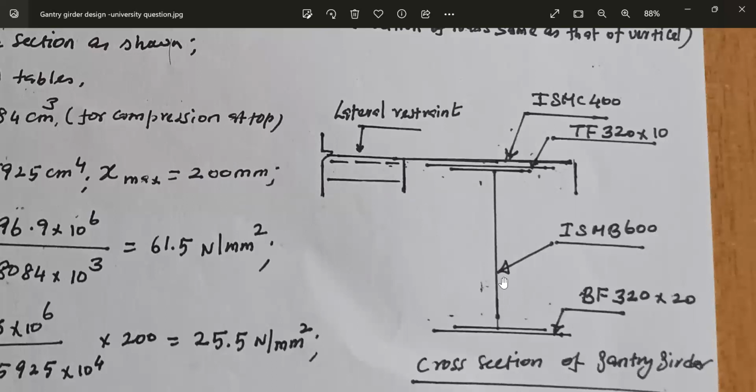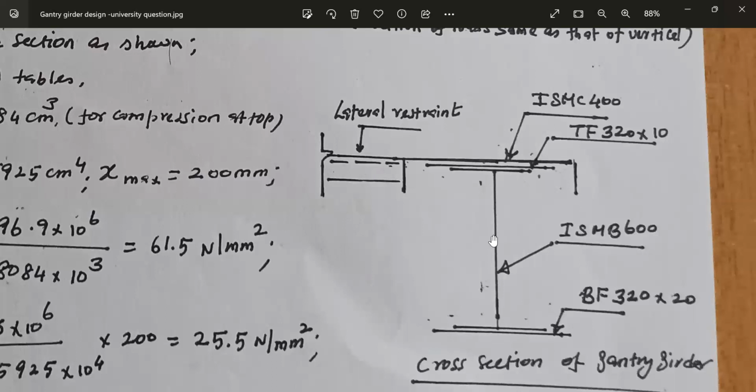This gantry girder is resting on a bracket which is connected to the flange of the column. Tie beam is supported on the web of the column. And ultimately, tie beam is also running along the length of the building.